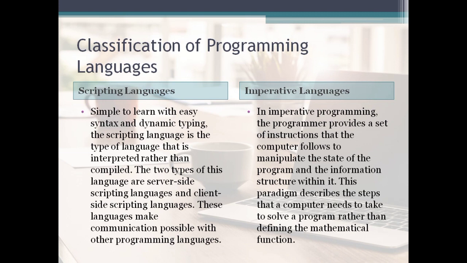And both the languages are not so difficult as to convert into compiled languages that convert normal language into machine language. So it is not so complicated, but imperative language is a deeper section of the scripting language, in simple words.